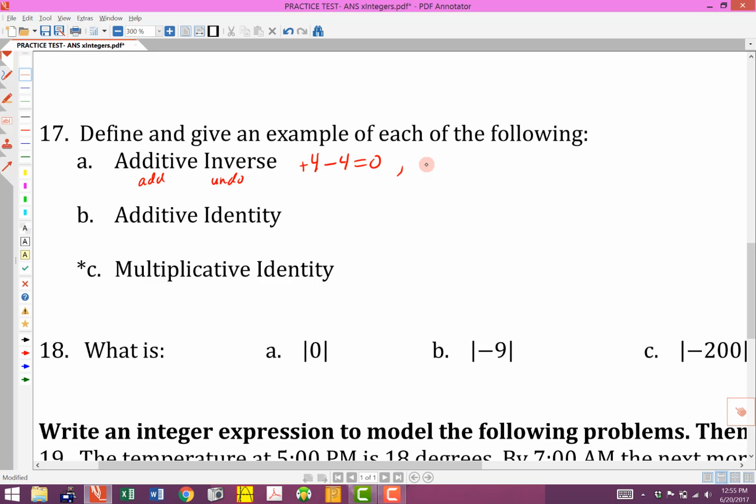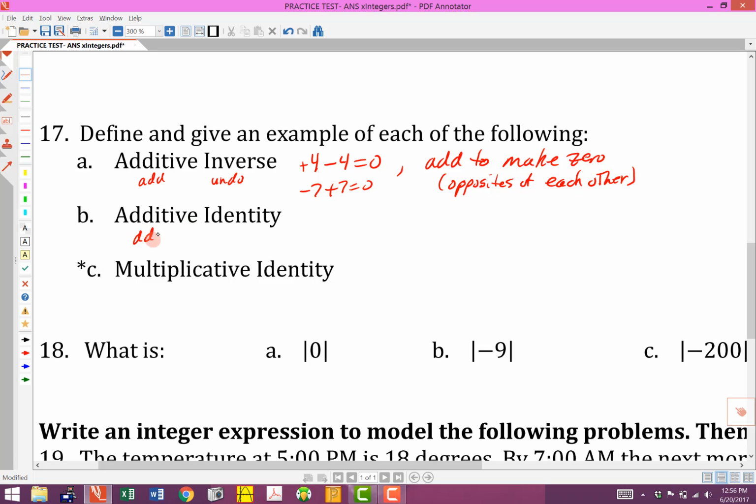Okay, so the definition of this is they add to make 0. Okay, they are opposites of each other. Okay, and we could give another example. Let's say we started off with a negative 7. The inverse of that, or additive inverse of that, would be positive 7, because if we added 7 to that, that would make a 0. Okay, so we've got a couple examples, and we've kind of got our definition here. That means they add to make 0.